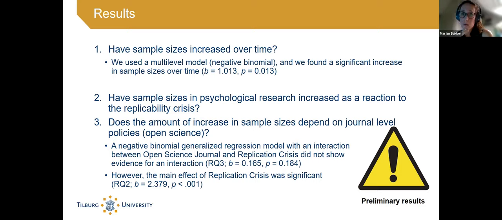The second and third questions were more about whether it was a reaction to the replication crisis. So we compared 2019 papers with the ones before. And also whether there was a difference between journals. So we compared the two new journals that focus more on open science with the older, original journals. And we didn't find an interaction effect. So we don't see a stronger increase in journals that practice open science practices. So we don't find any confirmation of our third hypothesis.